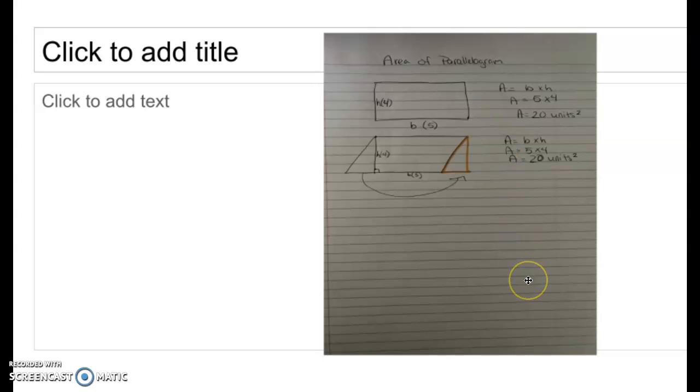So by taking some of the area on the left and simply moving it to the right, we have just reconstructed this rectangle. So they have the exact same area. 5 times 4 is equal to 20 units squared. So the area of this parallelogram is also going to be base times height. And as you can see, they are the same shape.